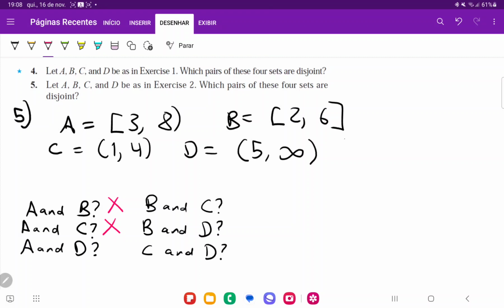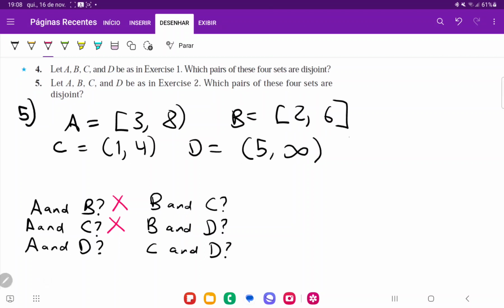What about A and D? Well, if you take, for example, the value 6, 6 is between 3 and 8, yes, and 6 is after 5, which is contained in D, because 6 is between 5 and infinity. So they do have the value 6 in common, so that's not disjoint. What about B and C? So B and C, if I take, say, the value 2, 2 is included in B, because that's a square bracket, and 2 is included in C, because 2 is between 1 and 4. So they have 2 in common, and so that's not disjoint.